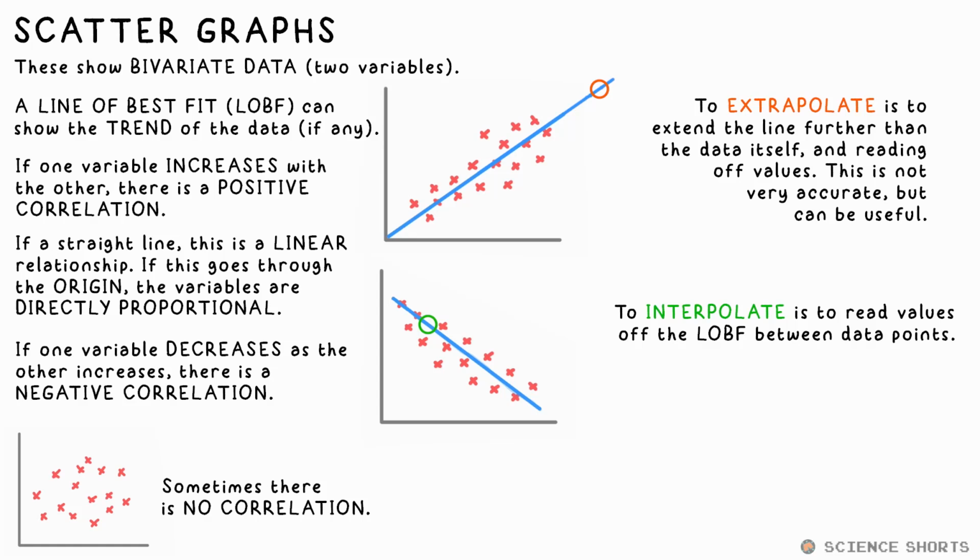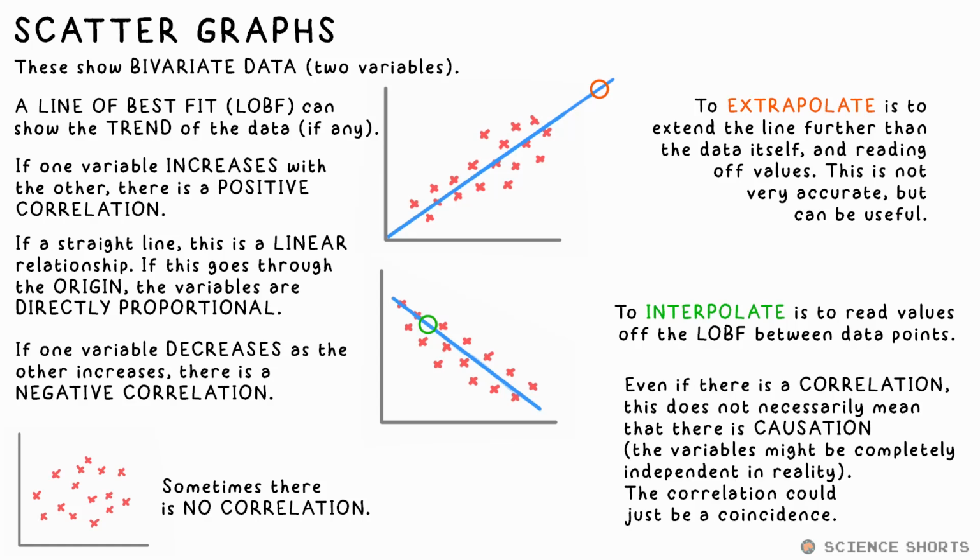There's a big problem with scatter graphs though. We might see a correlation and say, oh, the increase in X definitely caused the increase in Y. However, there might actually be no causation whatsoever. It could just be a coincidence that there is a correlation. Correlation does not necessarily mean causation.